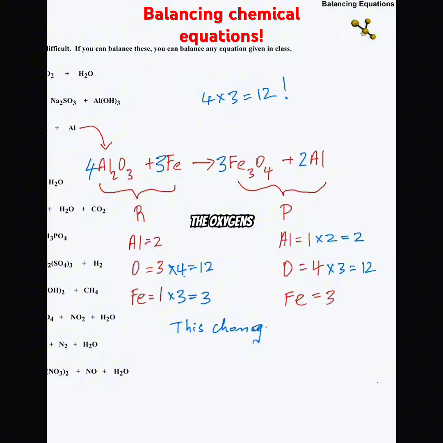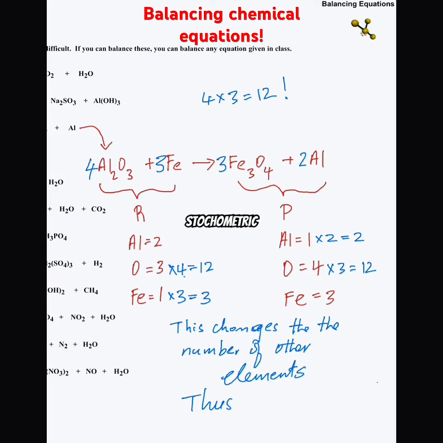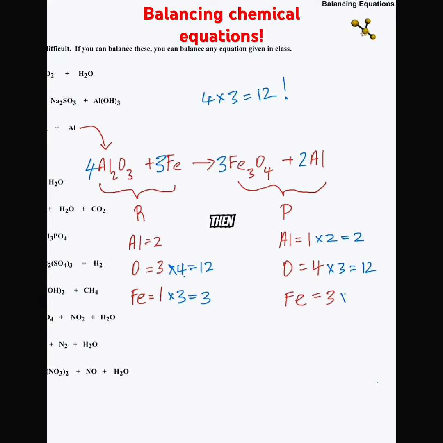Once we balance the oxygens, we have to do a recount because the number of iron has changed. By inserting a 3 as a stoichiometric coefficient of iron in iron oxide, what we have done is that we have changed the number of iron from 3 to 9, which means we have to go ahead and correct for the number of iron in the reactant side of the equation. Once you have done that, then your equation is balanced.